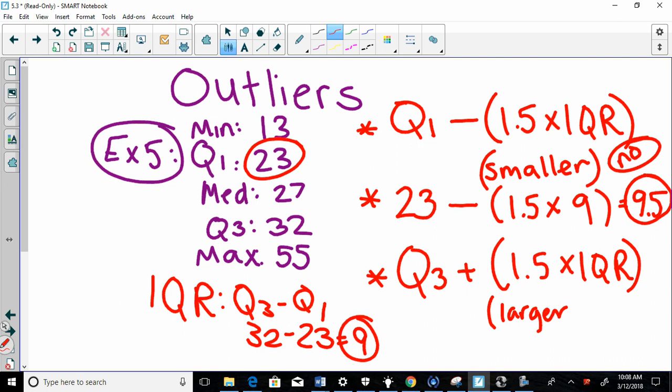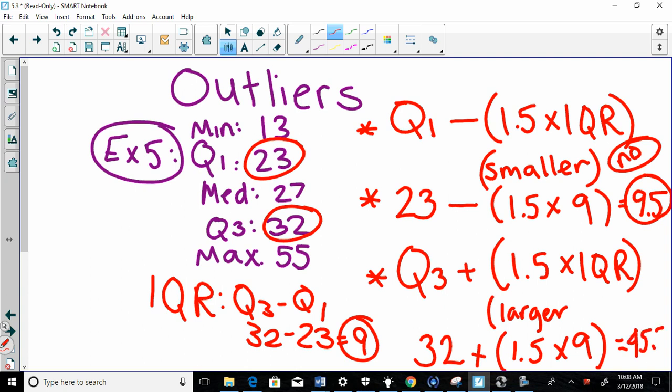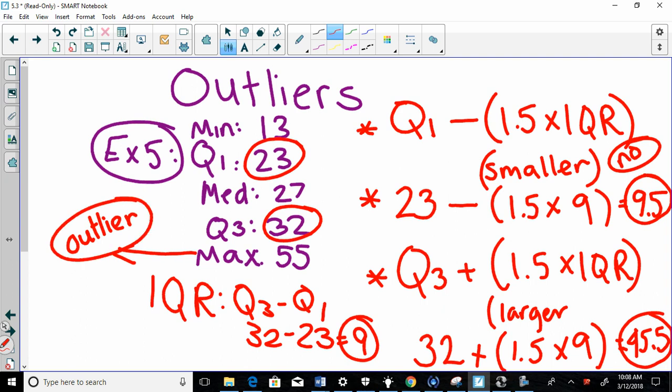So I'm using Q3, which is 32. So I do 32 plus 1.5 times, and what was your IQR? 9. Let me know when you get that answer. You can literally put that right in your calculator. Warren, what did you get? 45.5. Now, what's your max here? 55. Is that larger than 45.5? Yes, so we know that this 55 has to be an outlier. So any number that's larger than 45.5 is going to be an outlier in this data. And since our max is 55, that number's got to be an outlier.